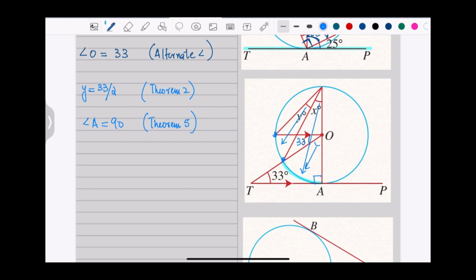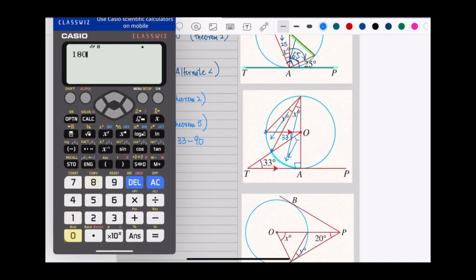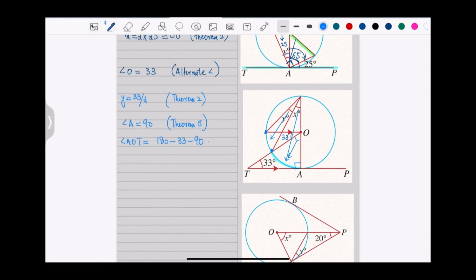And then angle AOT is 180 minus 33 minus 90. So it gives you 57. So this angle here is 57, and angle X is going to be 57 over 2 using theorem 2.